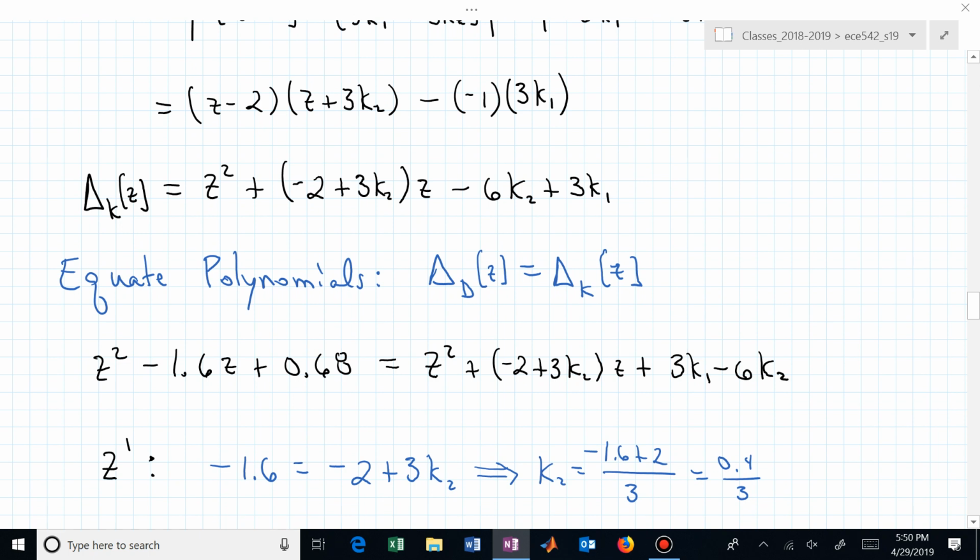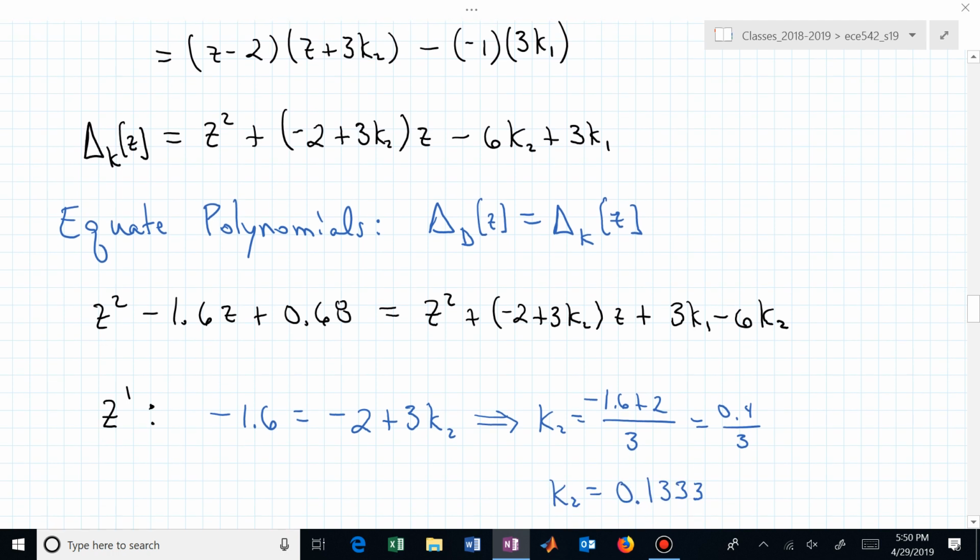coefficient, which says now we want minus 1.6 to equal minus 2 plus 3k sub 2. And generically, that equation could contain k sub 2 and k sub 1. In this particular example, it only contains k sub 2, and for that reason we can immediately solve for k sub 2.